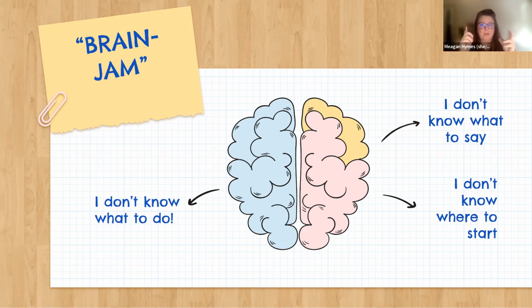I see something, but how do I describe it? Or I think that means something, but how do I articulate what that means or show what that means? So we call it a brain jam because students will say like, I don't know where to start. I don't know what to do, again, with story problems, right? Where do I begin?